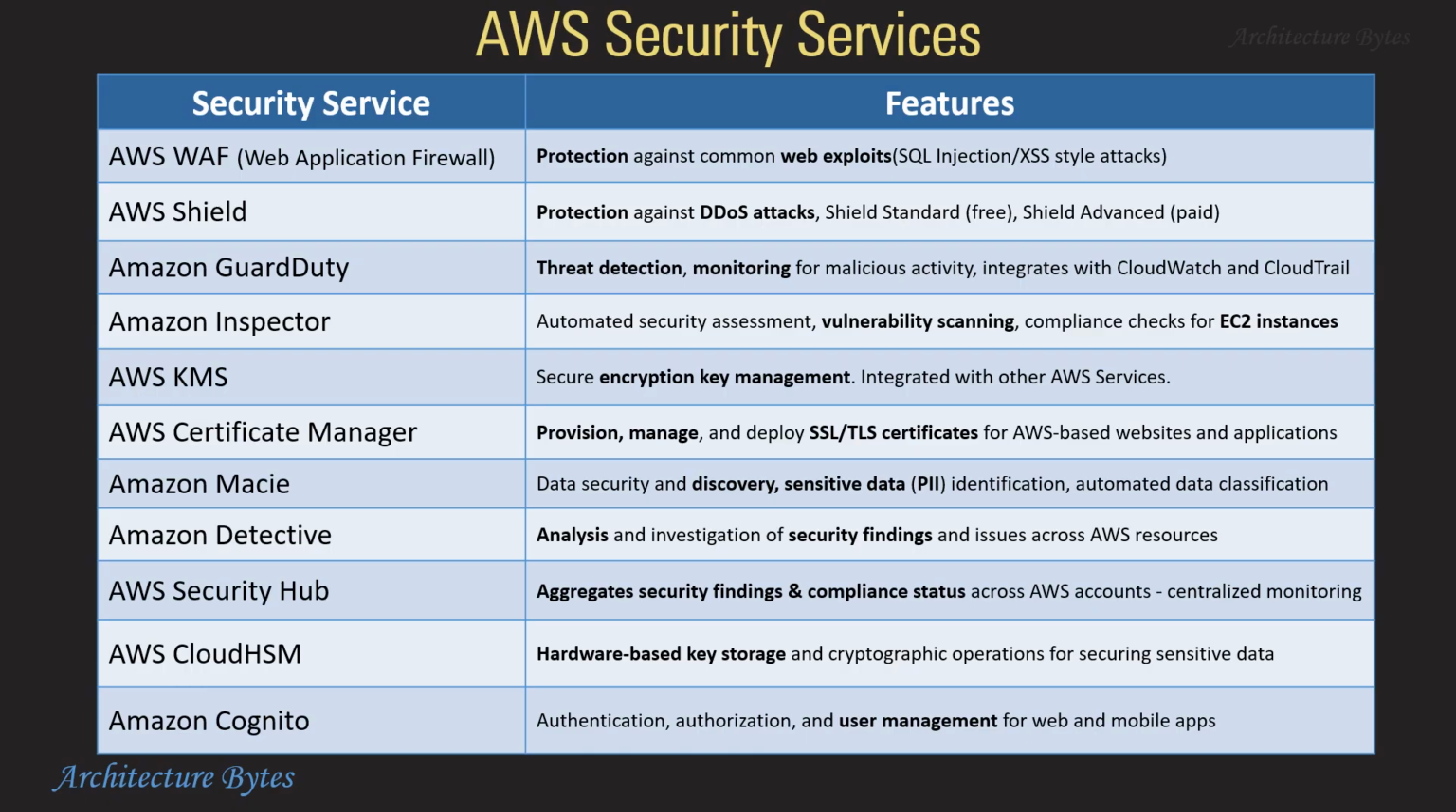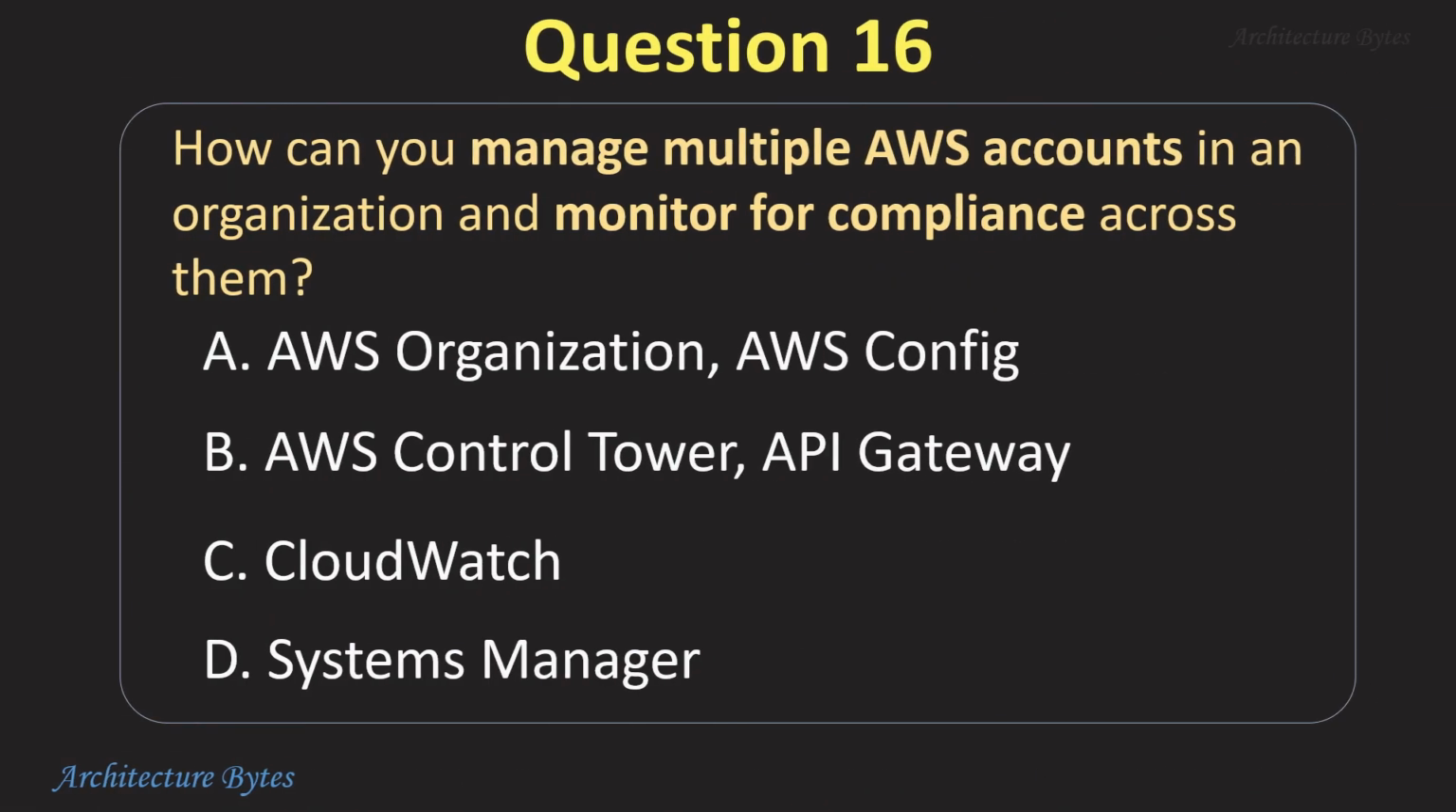Amazon Macie for data security and discovery, sensitive data identification, and automated data classification. Amazon Detective for analysis and investigation of security findings. AWS Security Hub. It aggregates security findings and provides compliance status across AWS accounts. AWS CloudHSM is a hardware-based key storage. Amazon Cognito for authentication, authorization, and user management for web and mobile apps. How can you manage multiple AWS accounts in an organization and monitor for compliance across them?